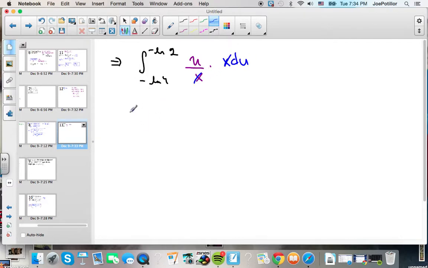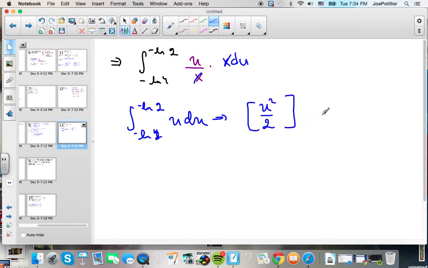So this becomes the integral from negative ln of 4, sorry, negative ln of 4 to negative ln of 2, of u du. I don't need to change it back to x, so we can just go straight to that equation. So this becomes u squared divided by 2 from negative ln of 4 to negative ln of 2.